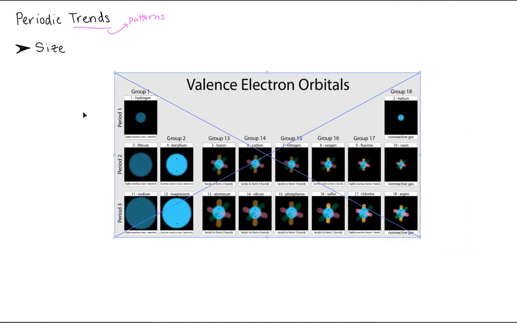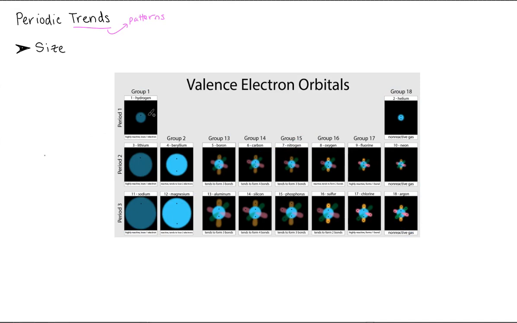Now, just as a quick refresher, we already know that size of atoms increases as you go down a group, and we've said that this is because we're adding layers of electrons. There's a little bit more to the story than that. We're going to look at that today. We also know that the size decreases across a table from left to right. Okay, so let's look at why we see those patterns.